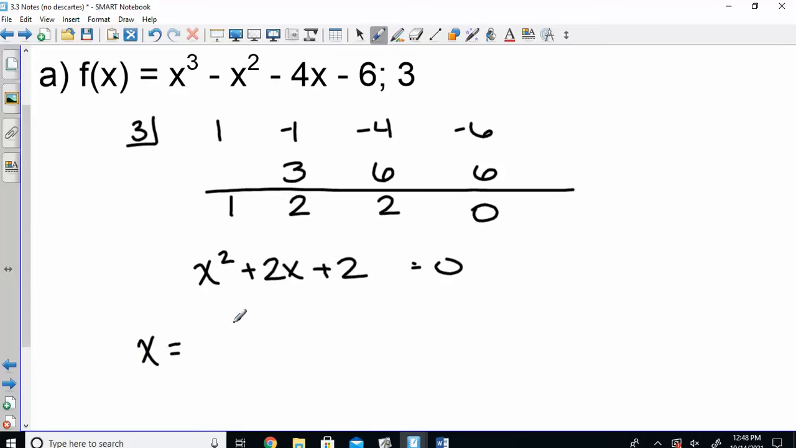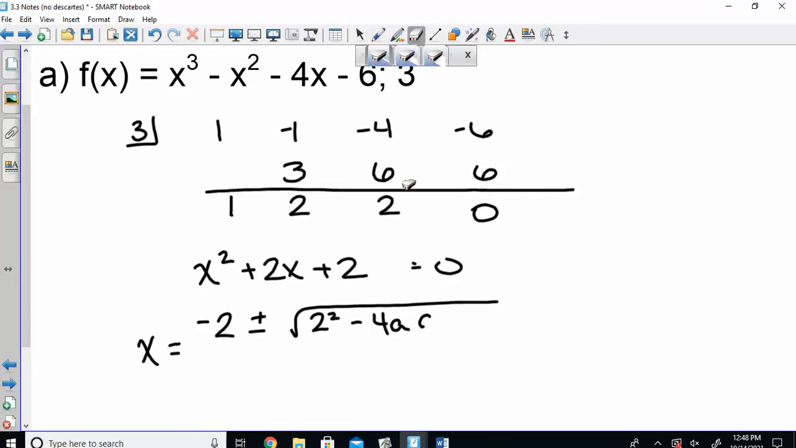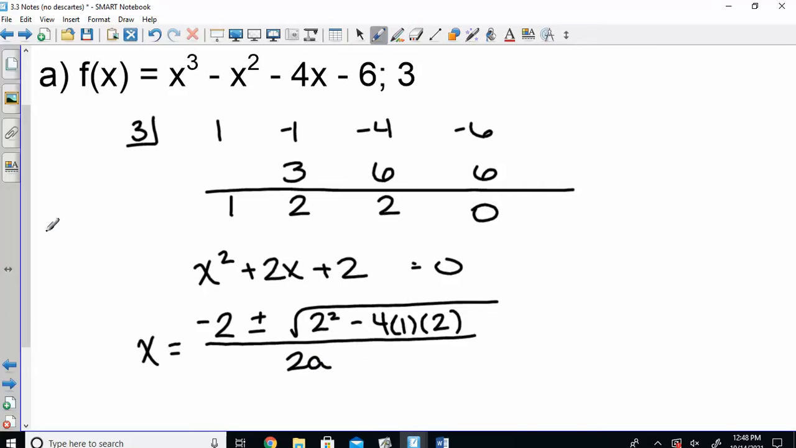Quadratic formula. Well, I like it. So opposite of b, we could complete the square instead if you prefer. Plus or minus the square root. You're welcome to do that if that's easier for you. Of b squared minus 4ac, over 2a. Our a here is 1, and our c is 2. I keep writing a instead of the number, and my a is 1.